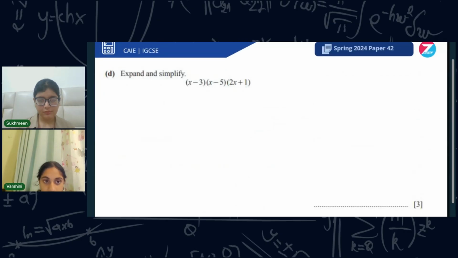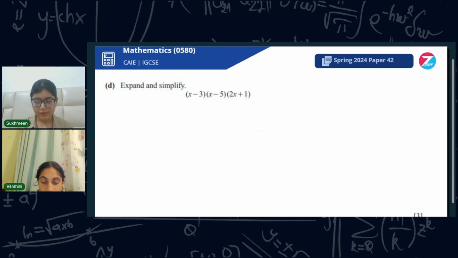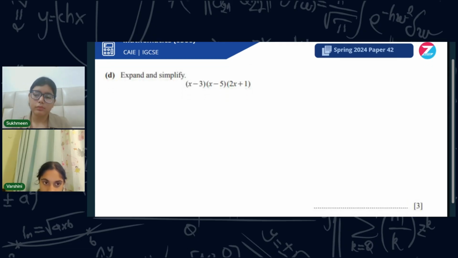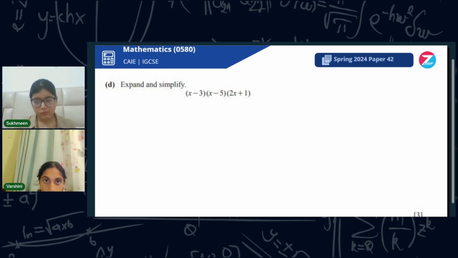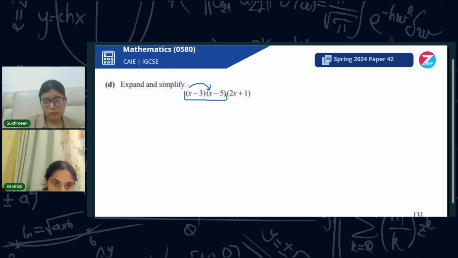Okay, for the next question, expand and simplify x minus 3 into x minus 5 into 2x plus 1. Okay. So for this, we're going to multiply. First, we're going to take these two terms, and then we'll multiply into the second term. So there we have x minus 3 into x minus 5. So again, we're going to multiply this into this, and this into this, and then minus 3 into x, and minus 3 into minus 5.